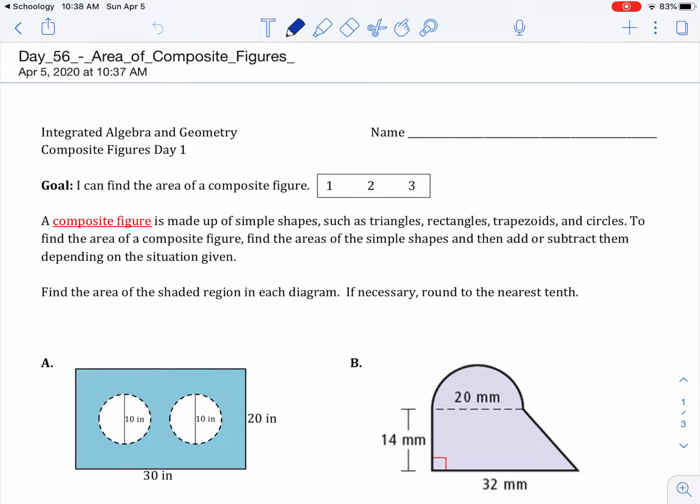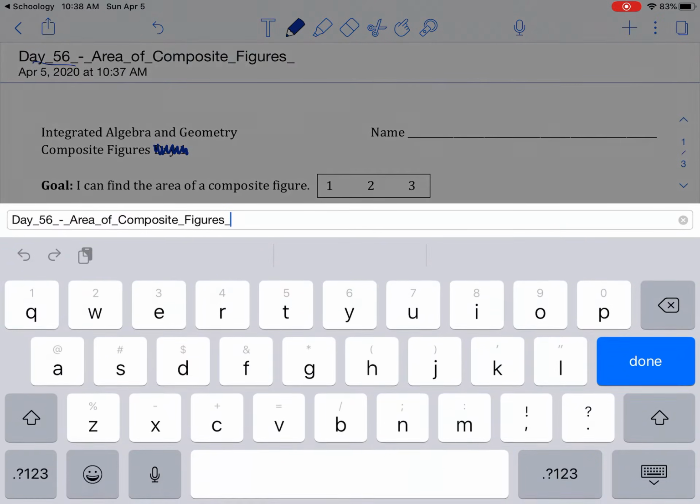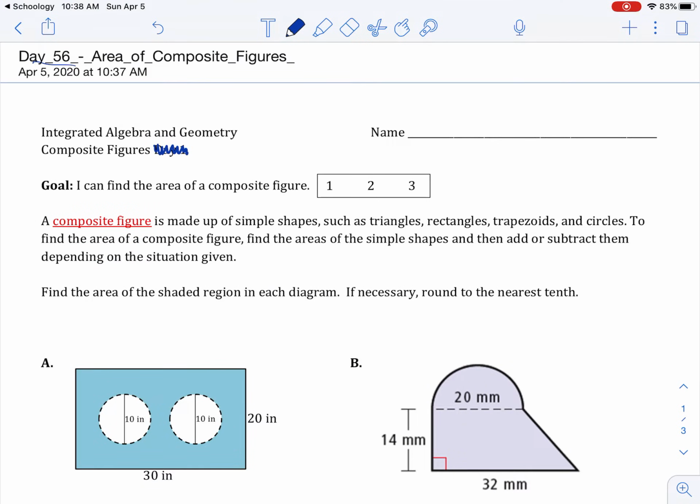Okay, so today we're talking about area of composite figures. Now, it says at the top of this area of composite figures, day 1. I had a student teacher last year and she did it in 2 days, but I'm doing the lesson in 1 day and then you guys have 2 days to do it. So that's nice, right? Okay, and it's not day 56, it's day 5/6. The slash didn't show up when you converted it.